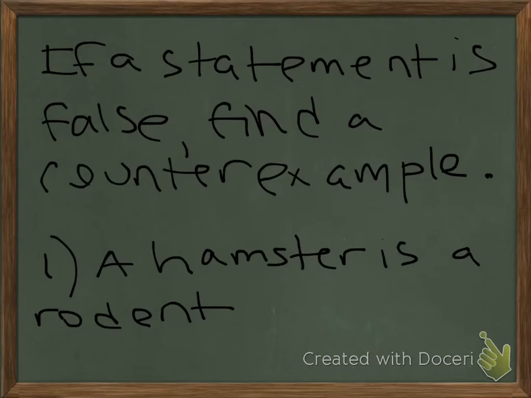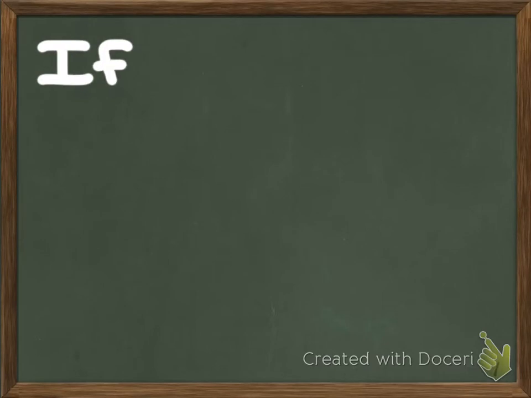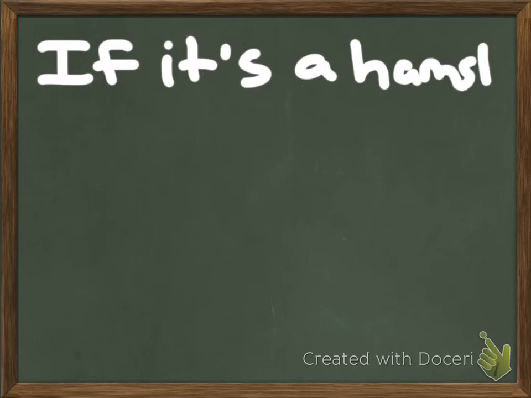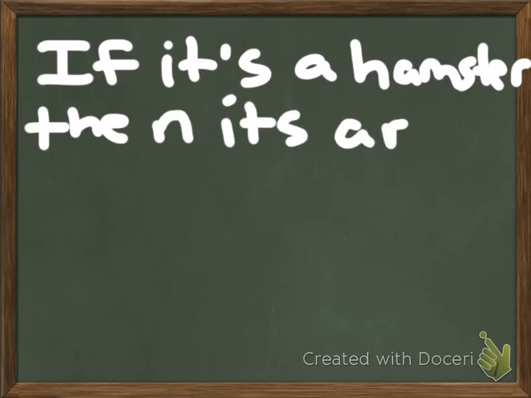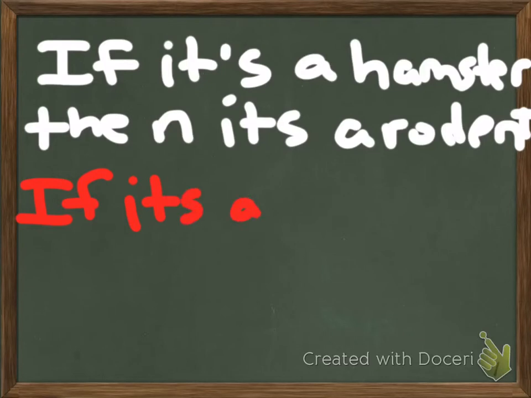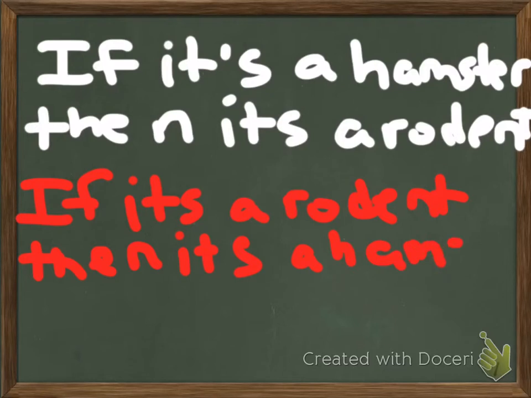So if we put that in if-then form, we can say if it's a hamster, then it's a rodent. So this is our if-then statement. Now we need to write the converse, the inverse, and the contrapositive. The converse would be to flip the if and the then. So we would write if it's a rodent, then it's a hamster.